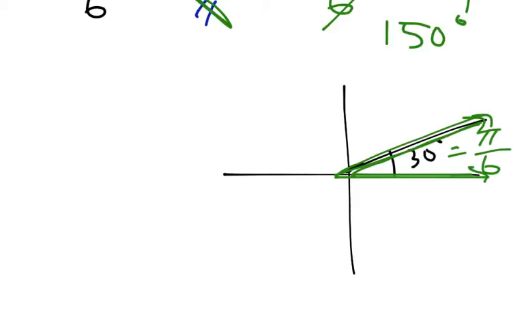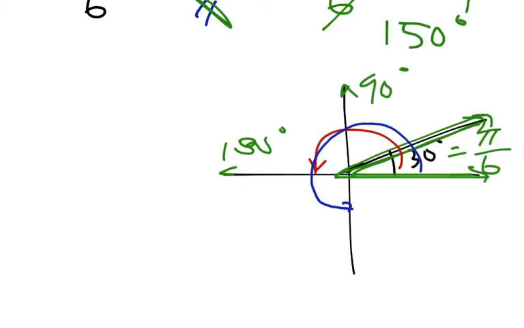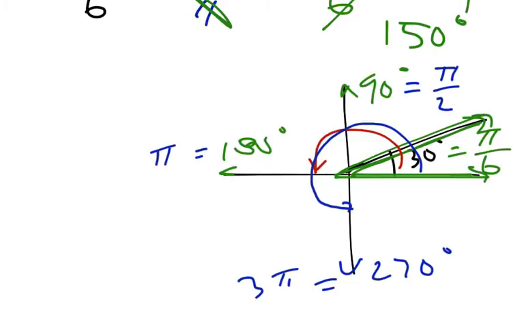Right now this is 90. Then this will be 180. If I go all the way to my third quadrant here, that'll be 270 degrees. So we need to know how much those are in pi radians. 90, we found out, was pi over 2. 180 is equal to pi. 270 is equal to 3 pi over 2.